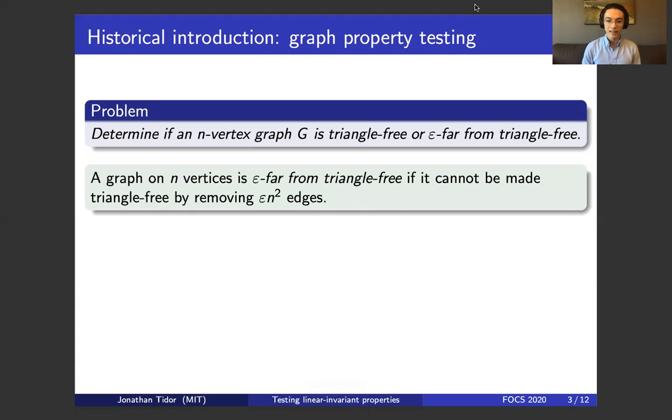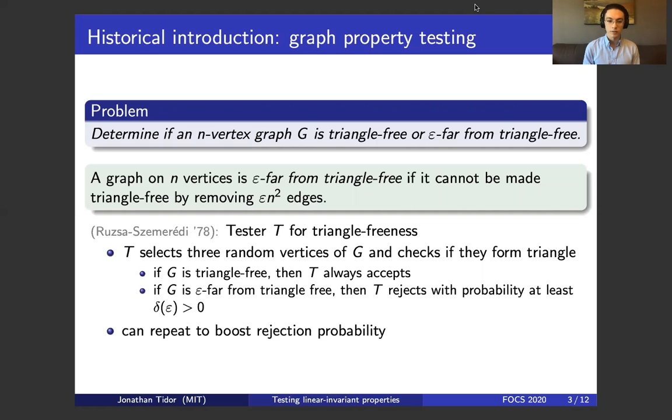So to start, let's talk about the classical problem of testing triangle freeness. In this problem, you're given an n-vertex graph G, and you want to determine, is this graph triangle free or epsilon far from triangle free? Here, a graph is epsilon far from triangle free if it has a bunch of triangles, and you can't remove all the triangles, even if you're allowed to remove up to epsilon n squared edges from the graph. Now, there's a very simple tester for this problem, whose correctness was proven by Ruzsa and Szemerédi in 1978.